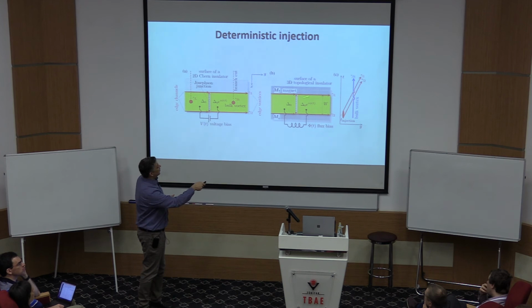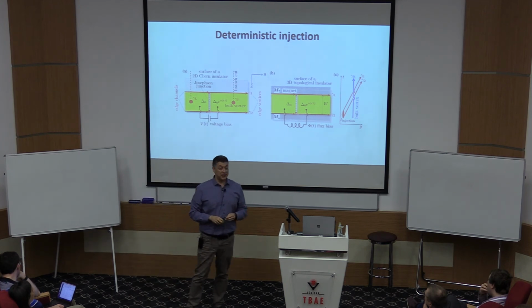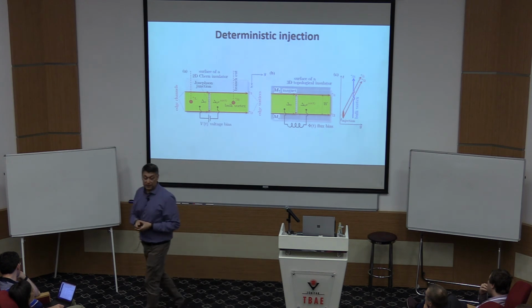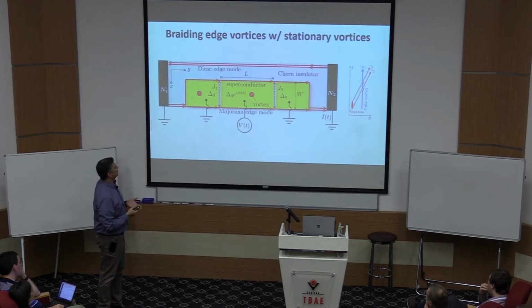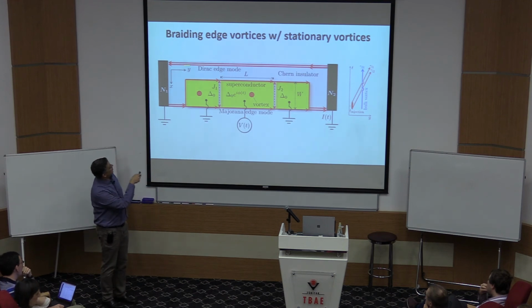And then you should be able to braid it and check how non-Abelian it is. That's precisely what we did. I'm just going to show you the main idea here. This is a topological insulator.